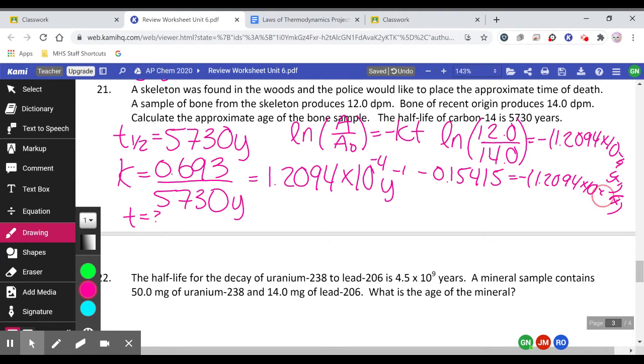So how do we get rid of that K with our T there? Yeah, we'll divide both sides by that. And so we should get a time equal to 1.27 times 10 to the 3rd years. So that's the age of that bone. Questions about that one at all?